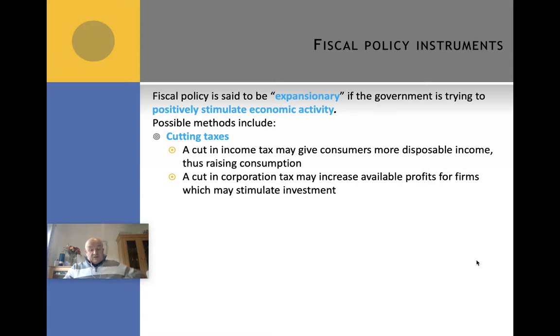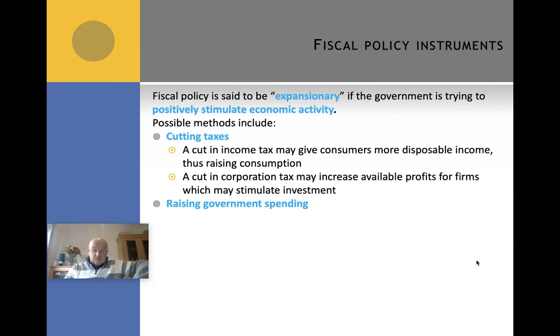If we cut corporation tax, so that's the amount of tax that businesses pay on the profits that they make, then clearly that should stimulate firms to, number one, well, they'll keep more of their profit, and that should stimulate investment, which again should lead to greater economic activity.